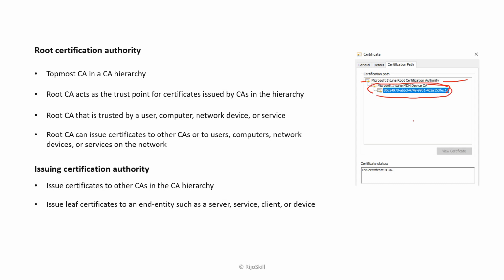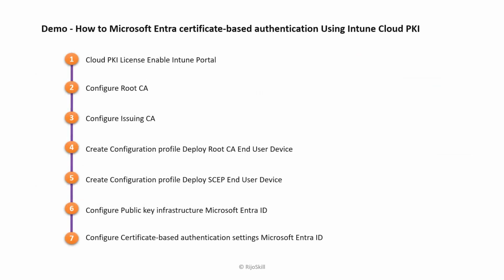So now you understand what a root certificate and an issuing certificate are. Next we will go for our demo on how to configure Microsoft Entra certificate-based authentication using Intune Cloud PKI. We need to do all the steps: enable the Cloud PKI license, configure the root CA, configure the issuing CA, create and deploy configuration profiles for the root CA and end users, and deploy the SCEP service. So we will do it step by step.